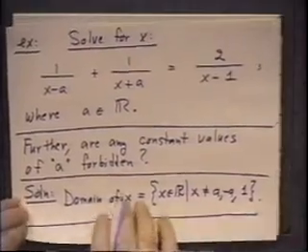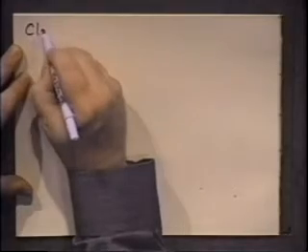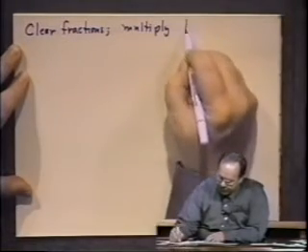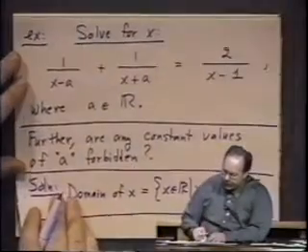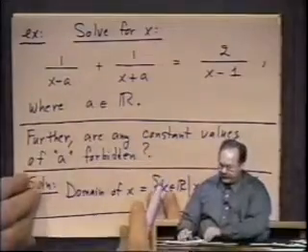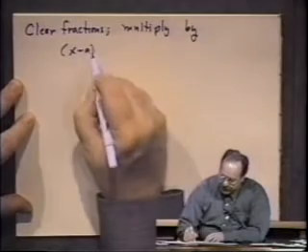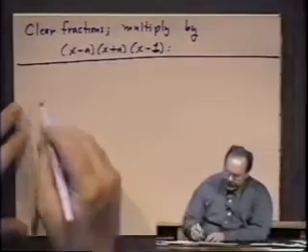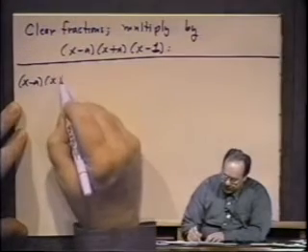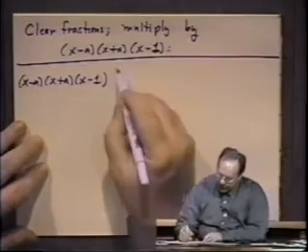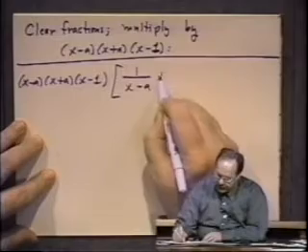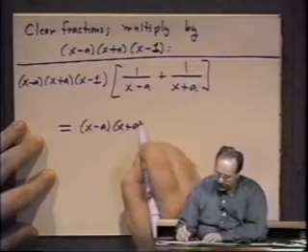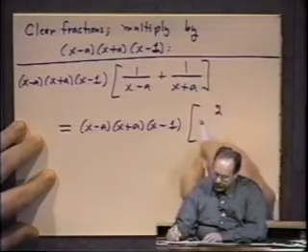Okay, with that in mind, let's do what we always do. We'll clear fractions. We'll do that by multiplying by, well, let's see what we had here. We have these 3 denominators, so we should multiply by the product of them, which is x minus a times x plus a times x minus 1. Doing that, we have x minus a times x plus a times x minus 1 times the left-hand side, which was 1 over x minus a plus 1 over x plus a. Now that equals the right-hand side, which is multiplied by x minus a, x plus a, x minus 1. And the right-hand side was a single fraction, 2 over x minus 1.